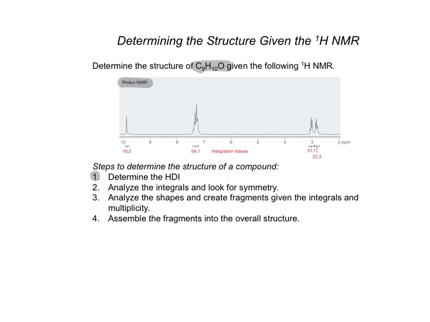The first step I tell you to do is determine the HDI. So you may think to yourself, well, what's an HDI? I haven't actually defined that, so we're going to define that first. The second, you're going to analyze the integrals, specifically the integral values with respect to the actual chemical formula, and look for symmetry. You're then going to try to make fragments out of the various multiplicities and the integral values that we've been given, and then you're going to try to assemble those fragments into the overall structure. Okay, so again, I'm going to hopefully illustrate that as I go through this example.